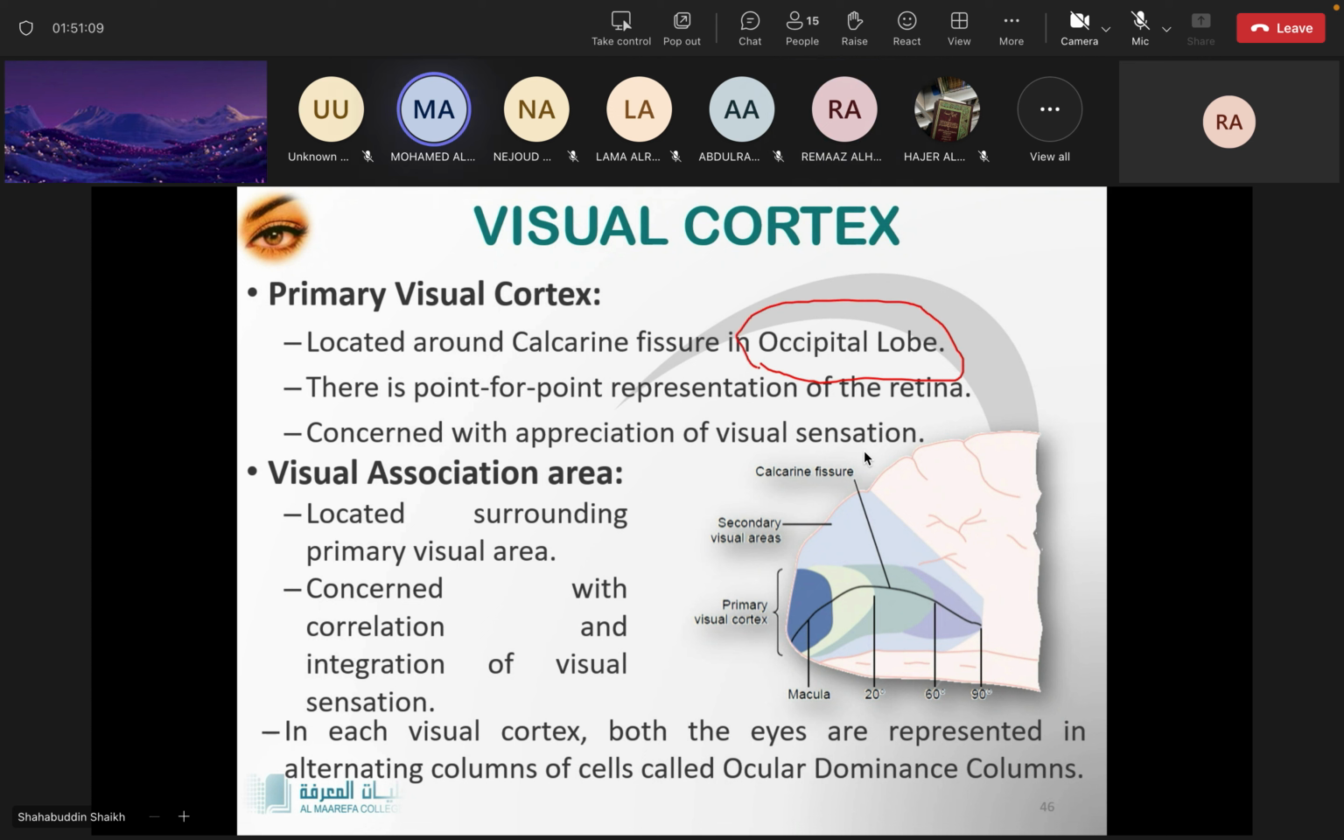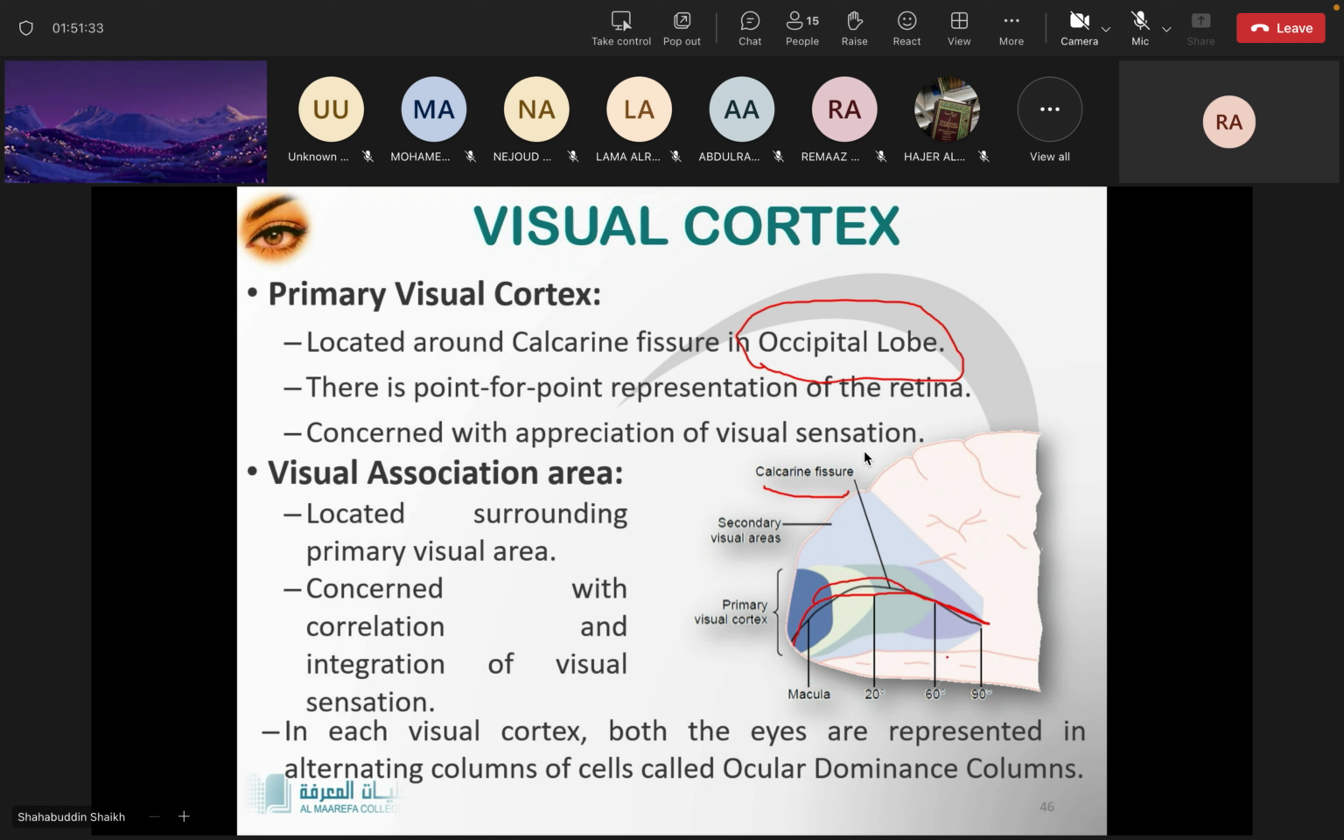17. Most central. No. Occipital lobe. Postcentral gyrus is in parietal lobe for general sensation. Yes. For visual sensation, it is in the occipital lobe. The sulcus which is famous is the calcarine sulcus. This is the calcarine sulcus. It is also called the calcarine fissure.